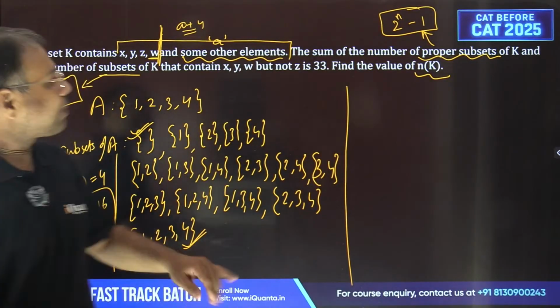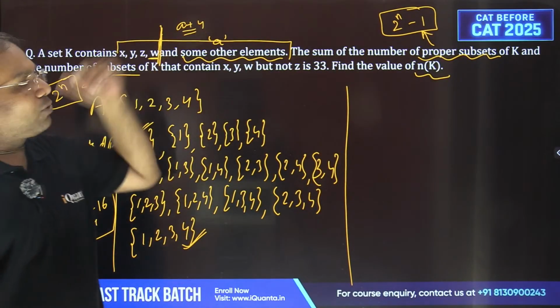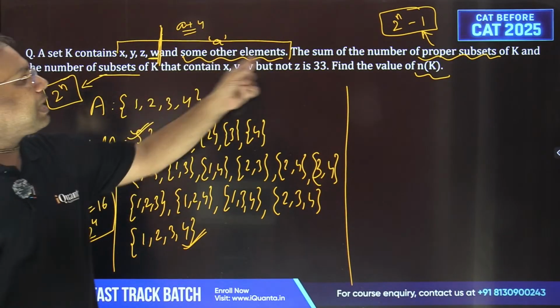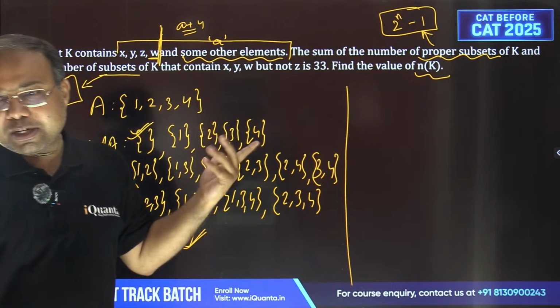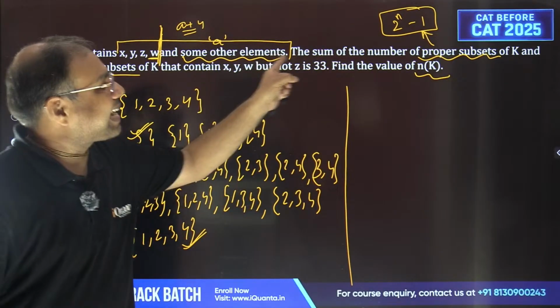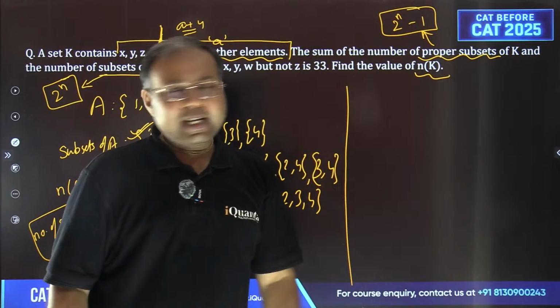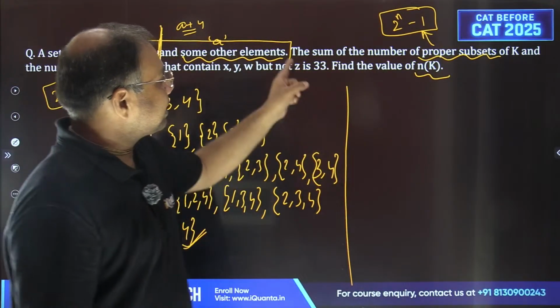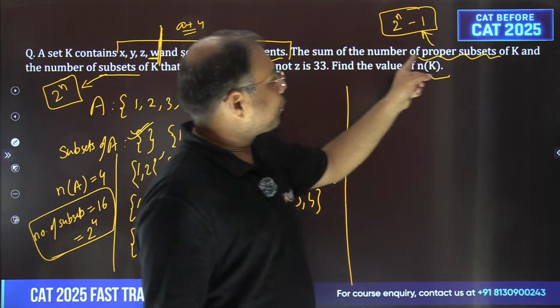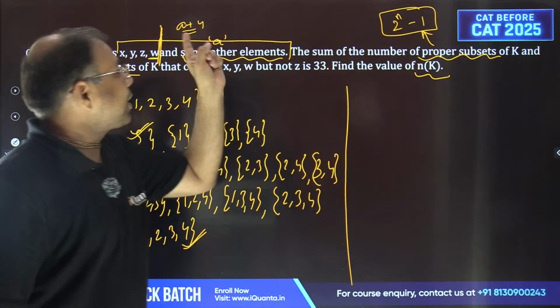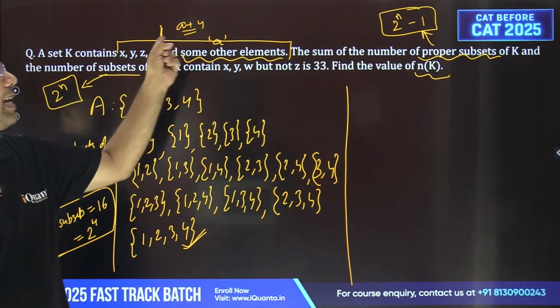So our question is to calculate the value of A plus 4. And these some other elements, A, are unknown to me. That we need to find out based on this second sentence now. Okay, let's see the sentence. It says the sum of the number of proper subsets of K. Now I know the number of elements in set K is A plus 4.